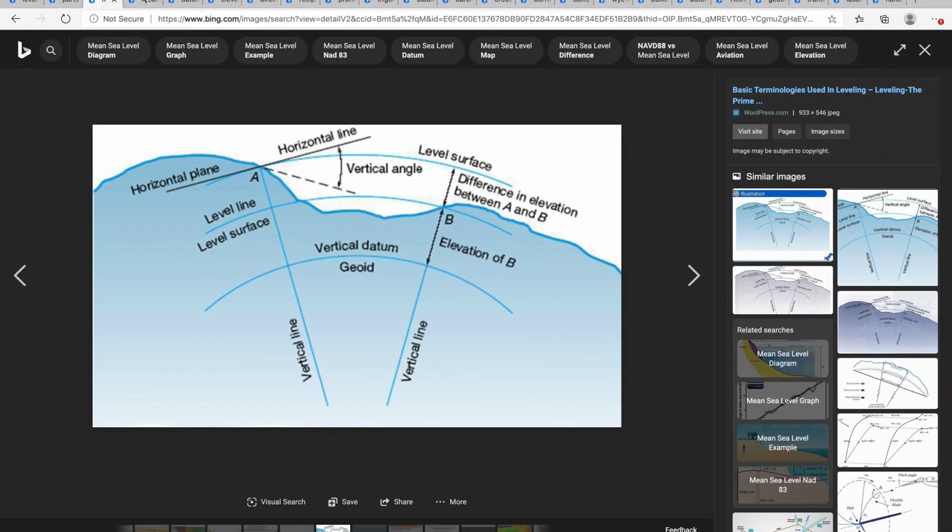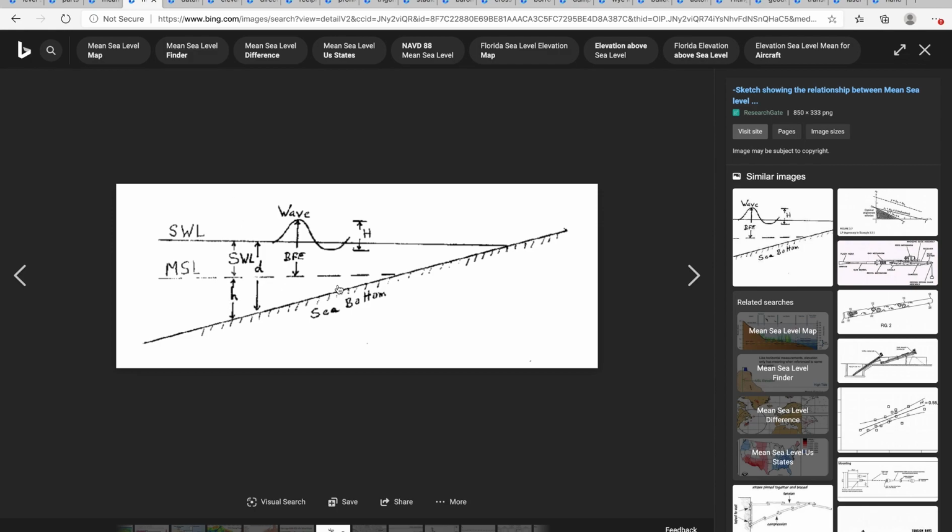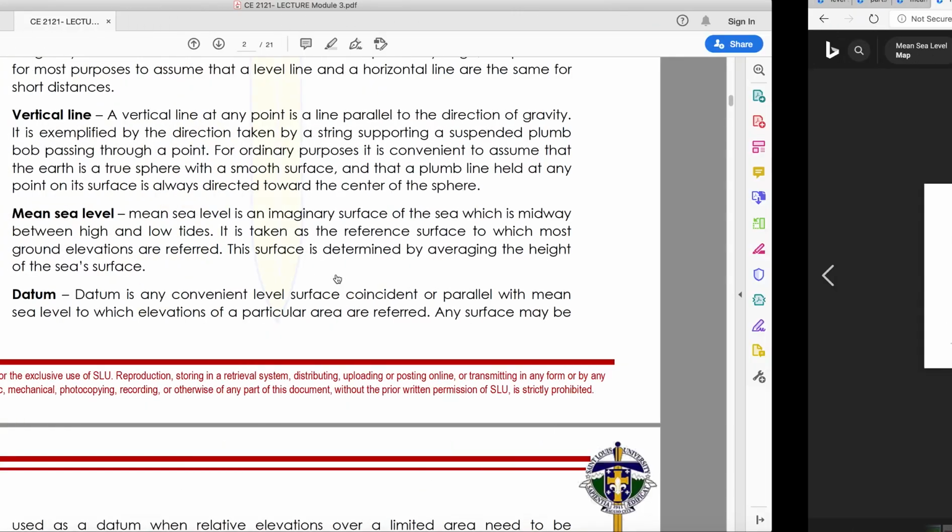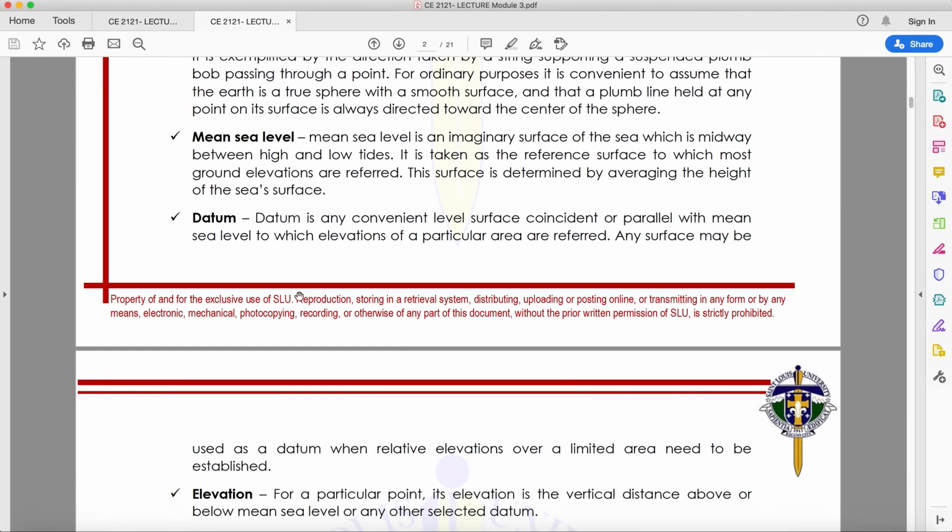So the mean sea level is the average of the high and the low tide. This is the mean sea level, and most of the time it is the reference datum for surveying. And when we say datum, it is any convenient level surface coincident or parallel with the mean sea level to which elevation of a particular area are referred. Any surface may be used as a datum when relative elevations over a limited area are needed to be established.